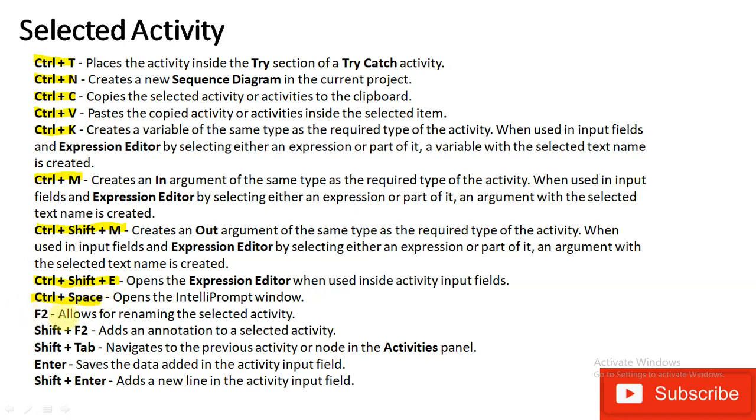F2 allows for renaming the selected activity. Shift plus F2 adds an annotation to a selected activity. Shift plus Tab navigates to the previous activity or node on the activities panel. Enter saves the data added in the activity input field. Shift plus Enter helps you add a new line in the activity input field.